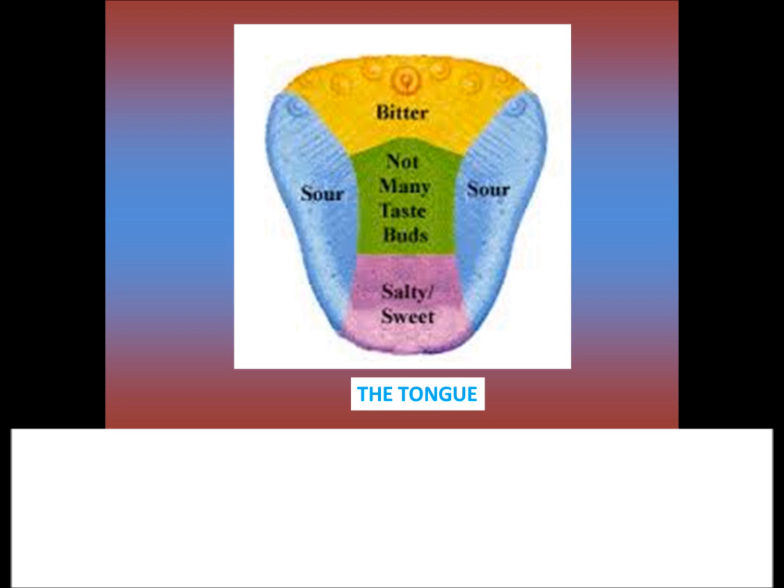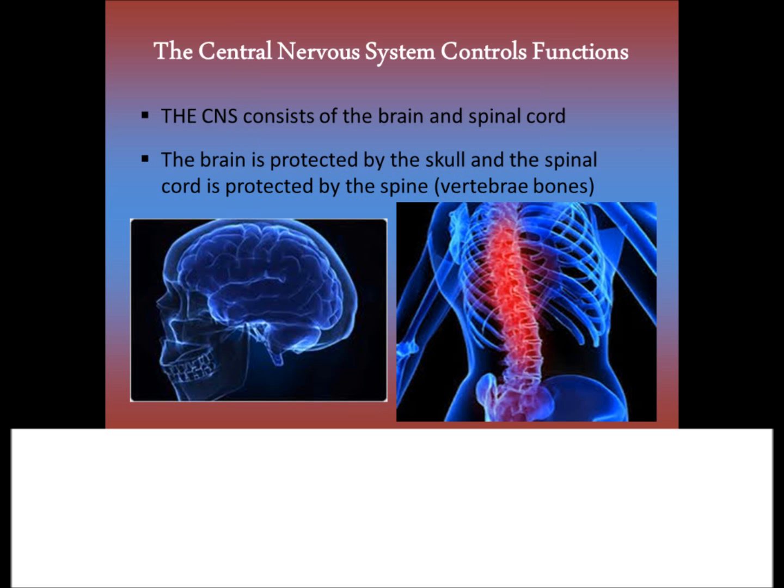So the important thing to know here is that the tongue is the sense organ for taste, and the reason that we can taste different types of food is due to the taste buds. Now, the next main concept of this section is that the central nervous system controls functions. So it's important to know that the central nervous system consists of 2 parts. We have the brain, which is located within the skull, and the spinal cord, which is located within the vertebrae bones or the spine. And that extends from your neck all the way to your lower back.